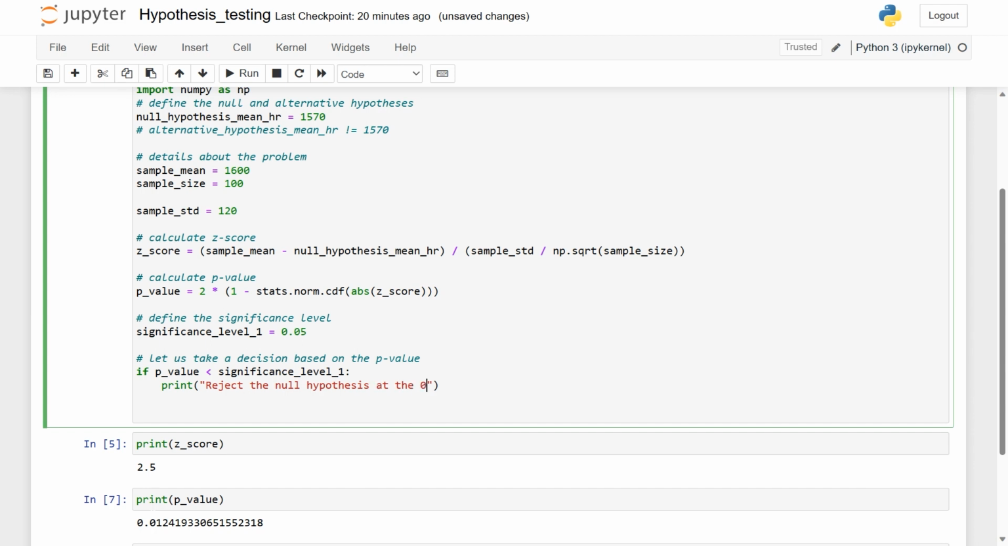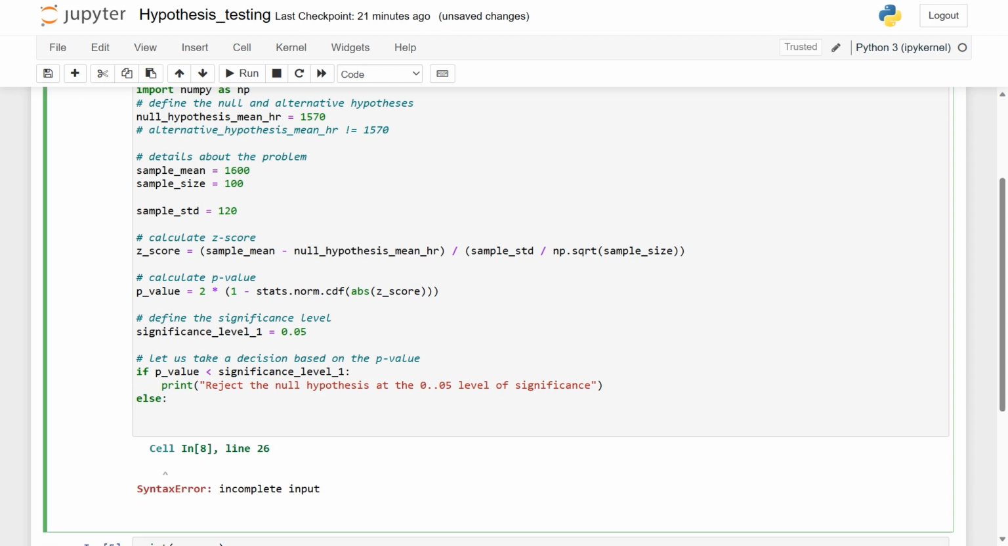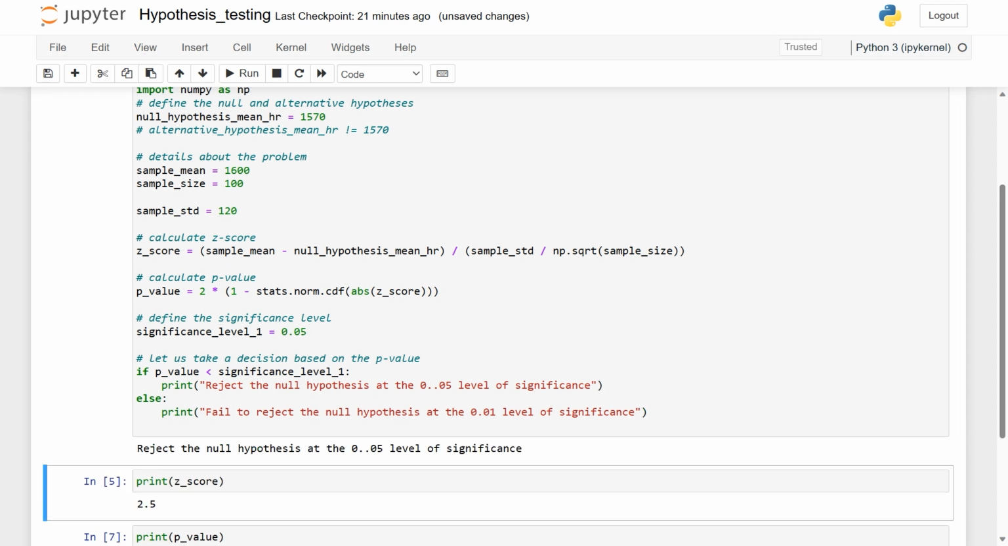at the 0.05 level of significance, else print fail to reject the null hypothesis at the 0.01 level of significance, and let's execute.